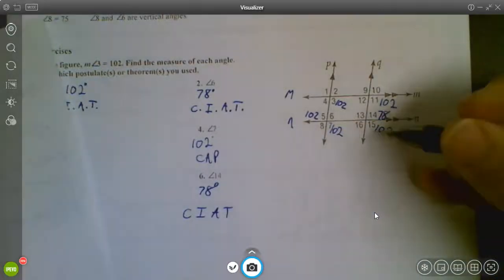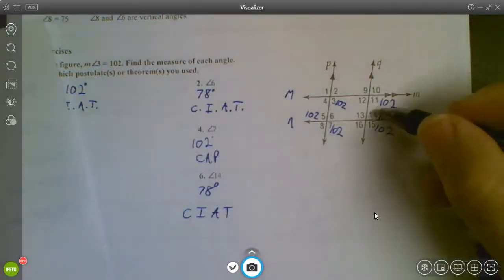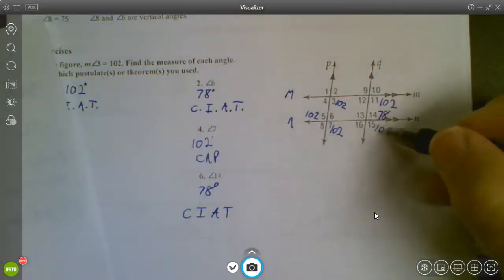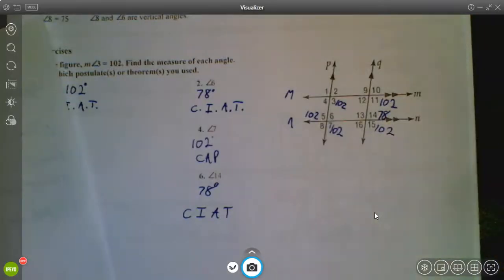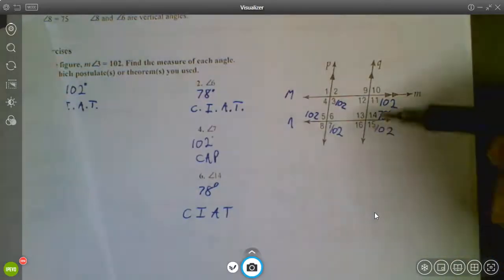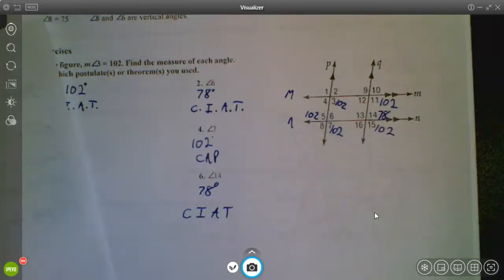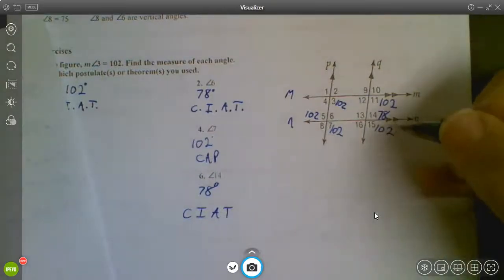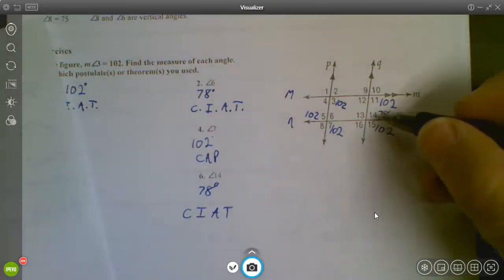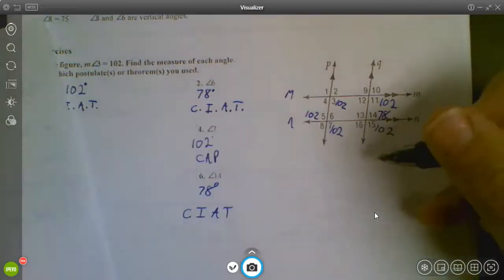You could have also just used the linear pair postulate. The linear pair postulate says that these guys are supplementary. The other one that we did learn in Chapter 2, when we see a linear pair, we can also call that the supplement theorem. The supplement theorem, which came up at the very end of Chapter 2, said that if you have a linear pair, they are supplementary. And so you can also use that.